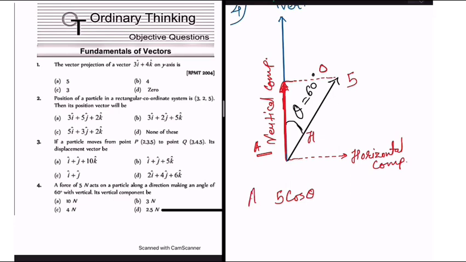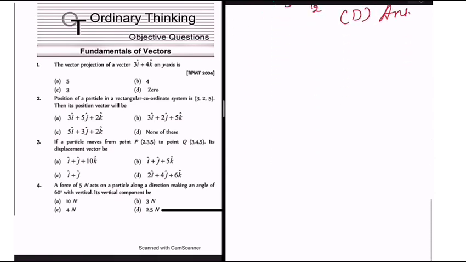You make A the subject of the equation. So A upon 5 is cos theta. So A is equal to 5 cos theta, and for the vertical component I should write AV. 5 into cos 60, which is 1 by 2, so 2.5 Newton. Okay, so D is your answer. Easy question. It was the fourth. Okay, now next question.